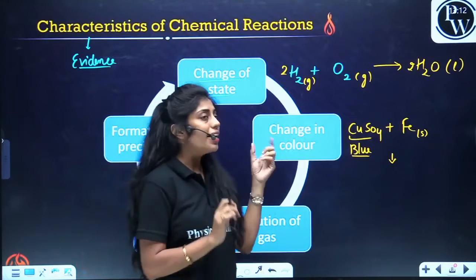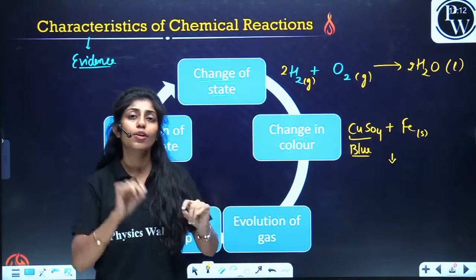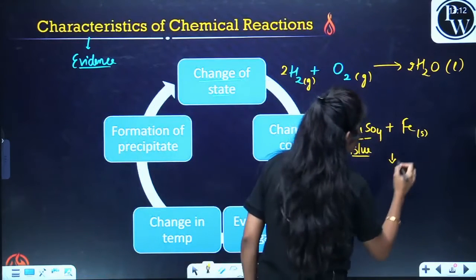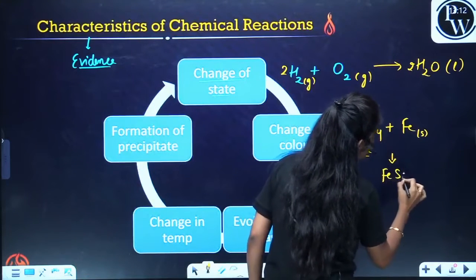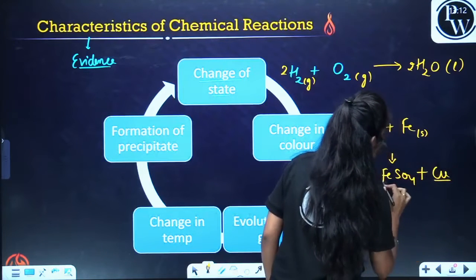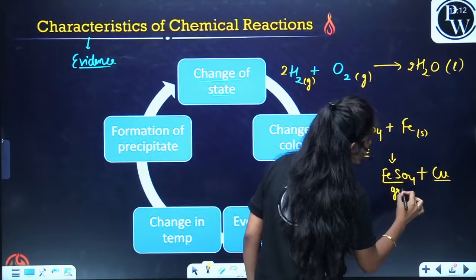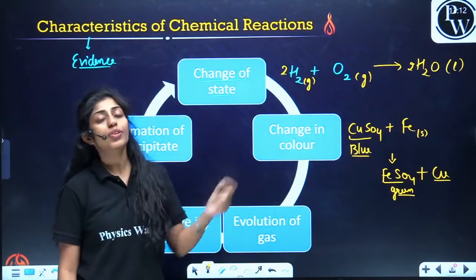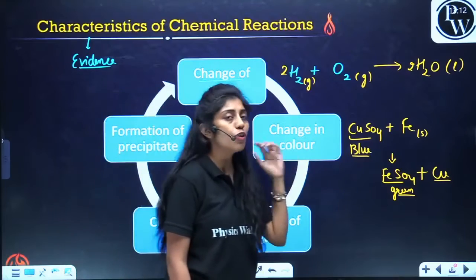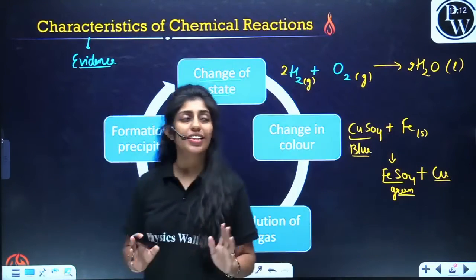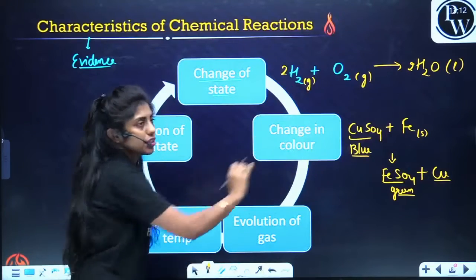So why is there a change in color? I can also consider it a reaction. What will be the products? Yes, FeSO4 plus copper. FeSO4 is green in color. So the color changes from blue to green, or you can say the intensity of color is fading during this reaction. So I can consider it as evidence of the reaction.